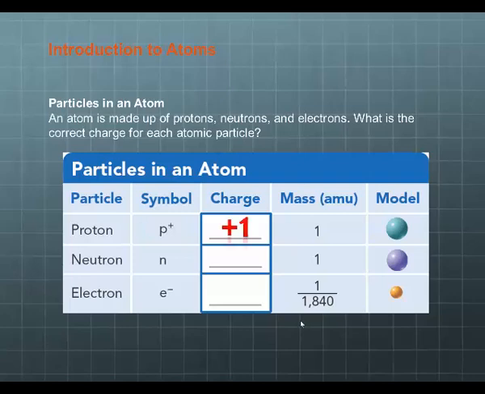A neutron, its symbol is n. Its mass is 1 AMU, and its charge is 0. It does not have a charge. An electron, its symbol is e negative. Its mass is 1/1840th, and its charge is -1.